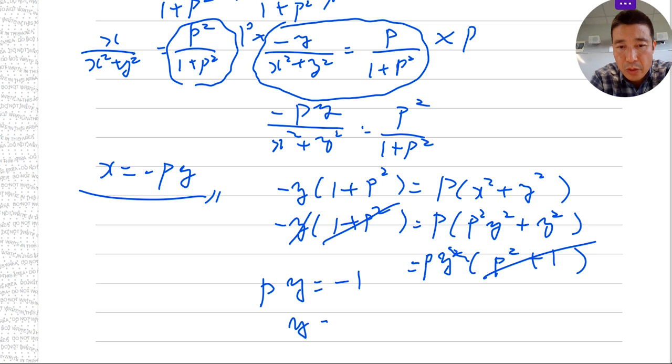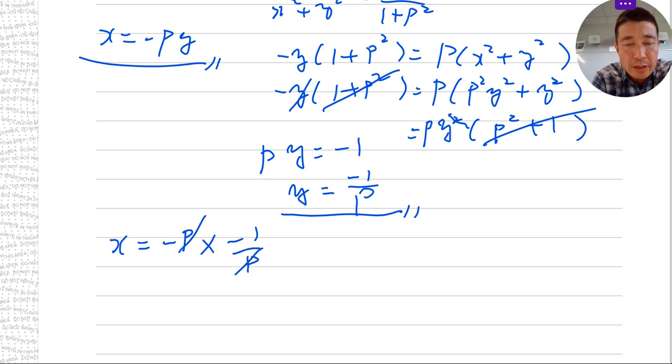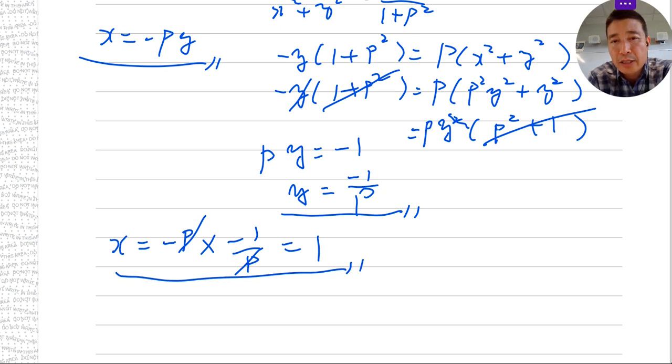So we are almost there. y equals negative 1 over p. So I have explained y in terms of p. And second, I have to explain x in terms of p. So minus p times y, and y is minus 1 over p. So p is gone, minus minus is plus, so 1. So x is 1, y is negative 1 over p. That should be the answer here. All right.